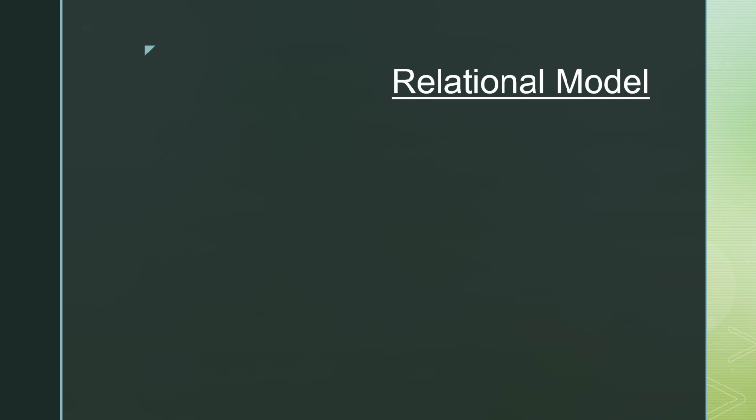Next thing which we are going to study is relational model. Relational model means in database model how we are relating one table or one data with another. So there will be many tables in your database, and how one table is related to another table, that relationship is called as relational model. Right?